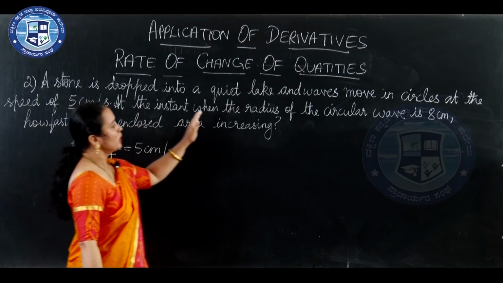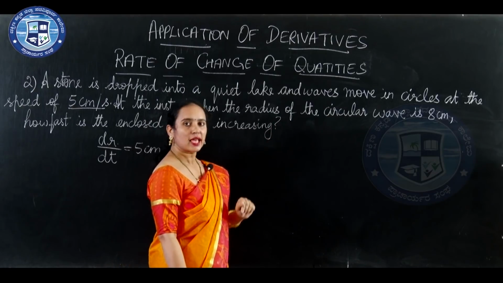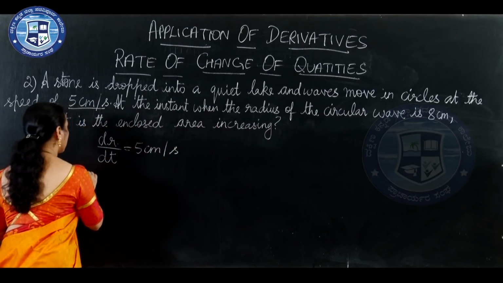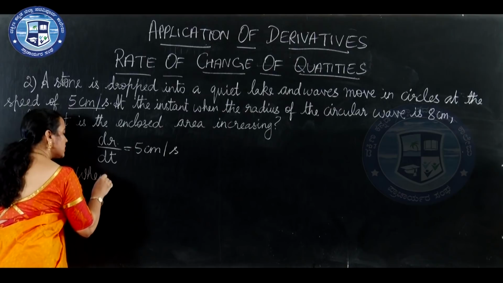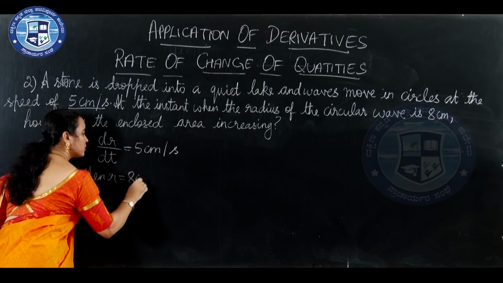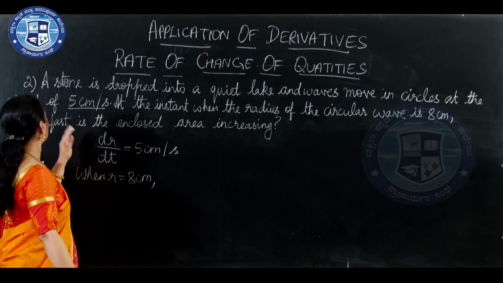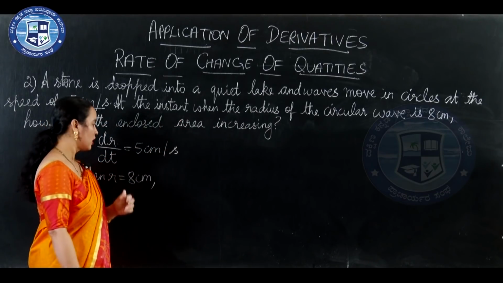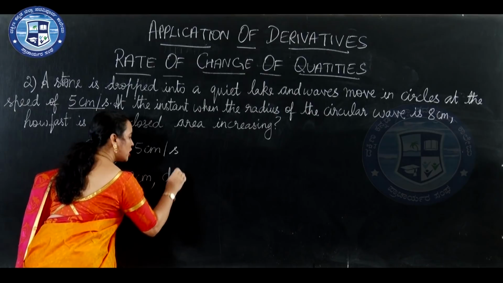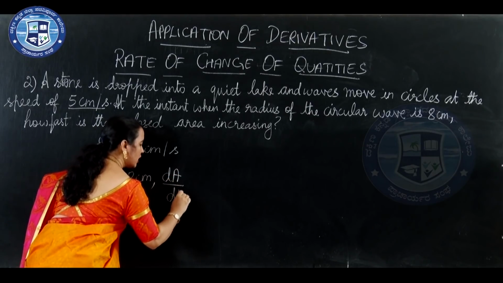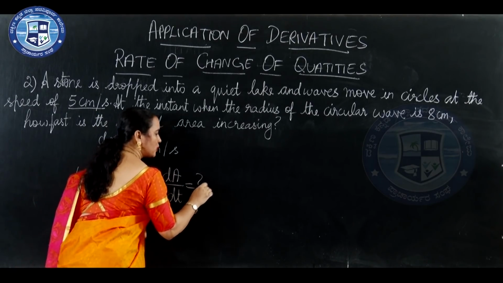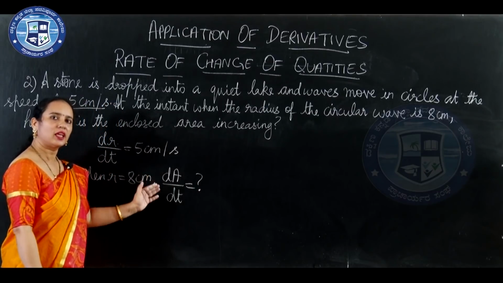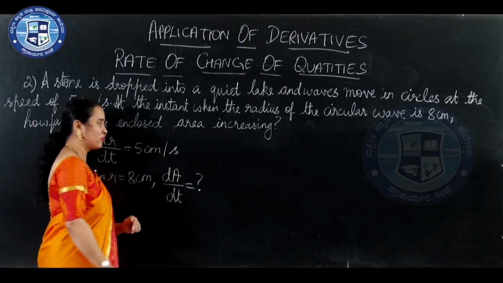Next, when the radius of the circle is 8 centimeter, so when r is equal to 8 centimeter, how fast is the enclosed area increasing? So you should find the change in area with respect to time. So dA by dt is what you have to find.